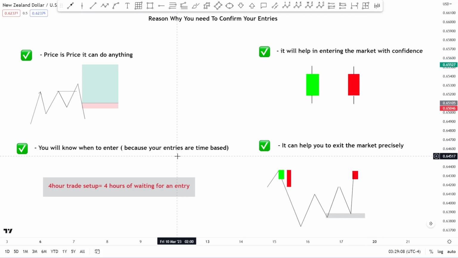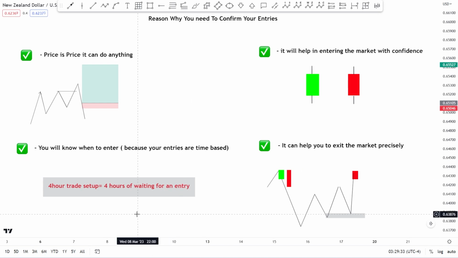In this video, I want to show you the reason why you need to confirm your entries, even if you're using smart money concept or support and resistance or any trading strategy that you use, because this will benefit you to enter the market precisely. So in this video, I want to show you why I use a confirmation throughout my trading.